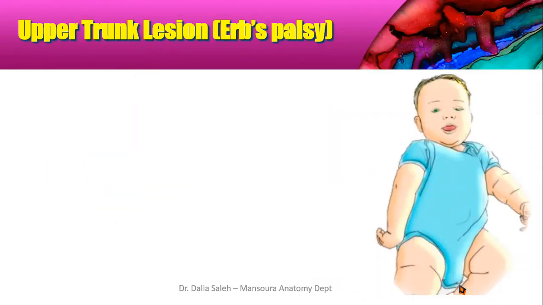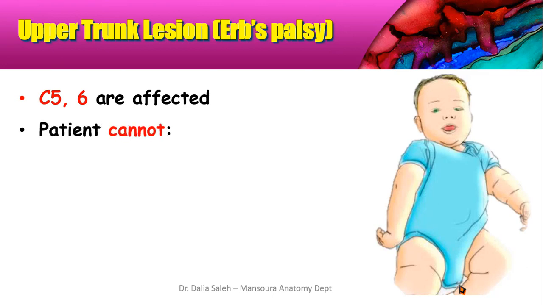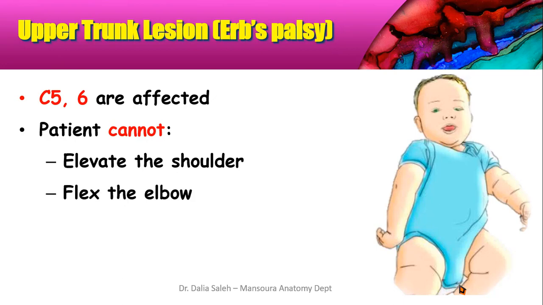If the lesion is at the upper trunk of the brachial plexus, we call it Erb's palsy. In this case, the upper trunk is affected, or the roots C5 and 6 are affected, so the patient cannot elevate his shoulders, flex his elbow, or turn his arm outside. So the patient will end up with depression of the shoulder, extension of the elbow, and medial rotation of the upper limb.